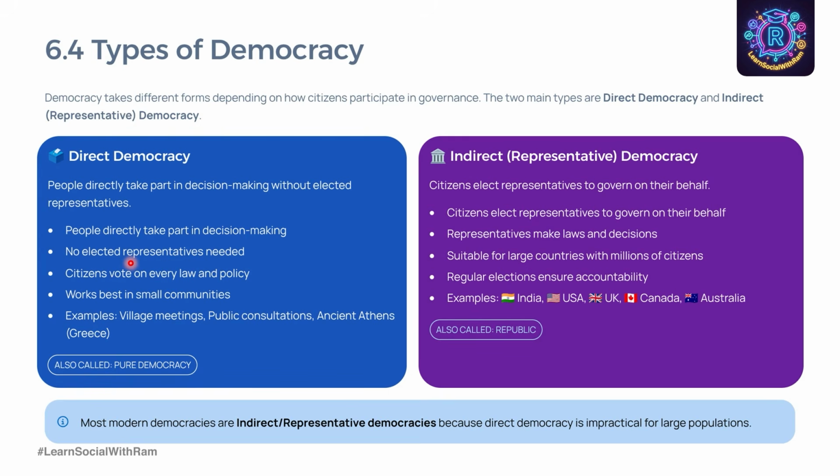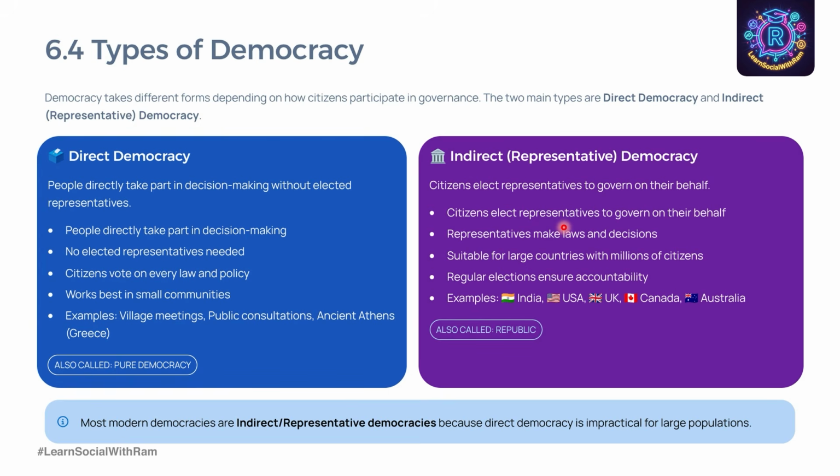So direct democracy works best in small communities. Please keep this in mind, and it is also called pure democracy. Now let us try to understand what is indirect democracy, the second type of democracy. This is the most common form in today's life.